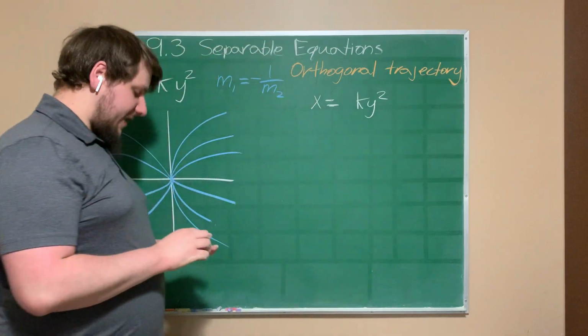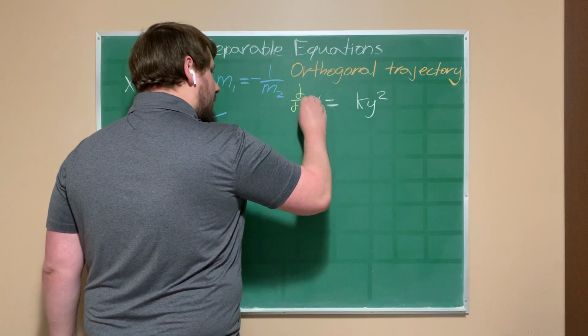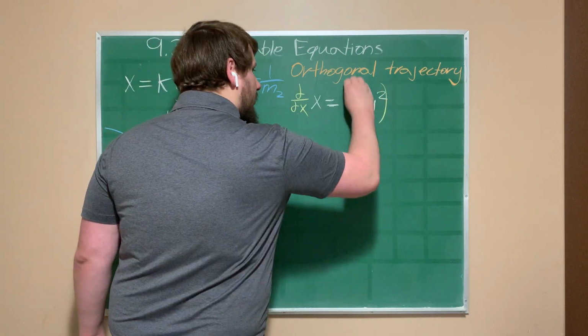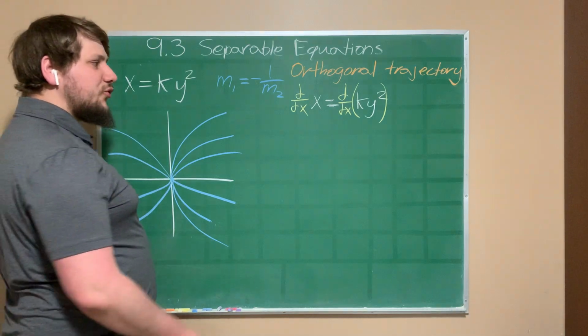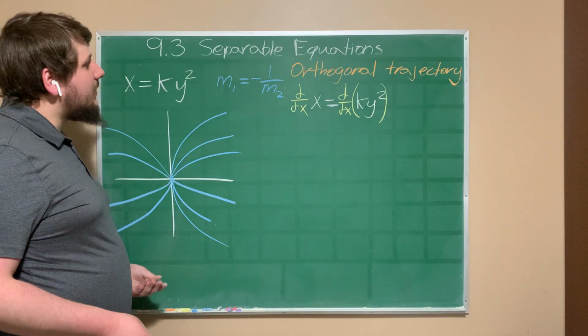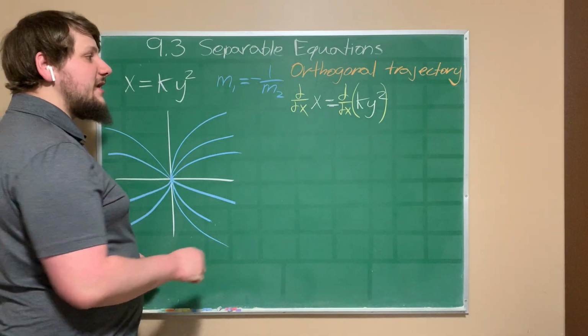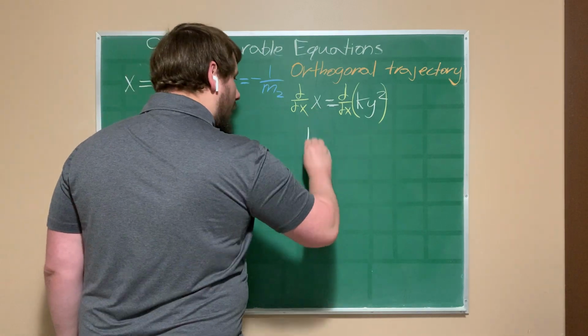I am going to apply a derivative to both sides of this equation. If I apply d/dx to both sides of this equation, it should remain true, right? If an equation is true and you apply the same operator to each side, it's going to remain true. So what happens when I take the derivative with respect to x on the left side? The derivative of x is just 1.